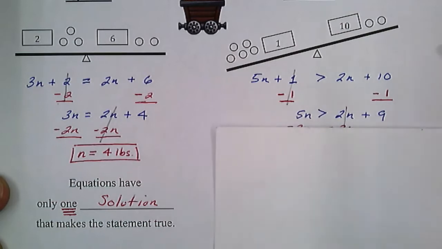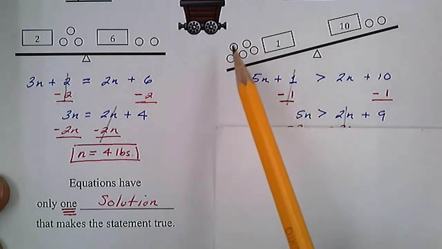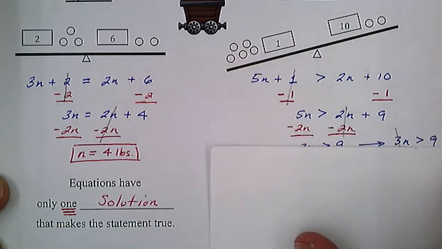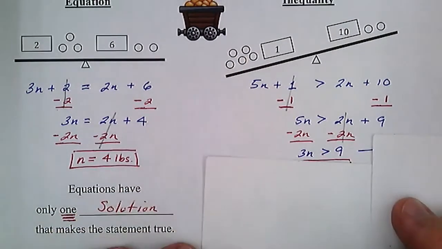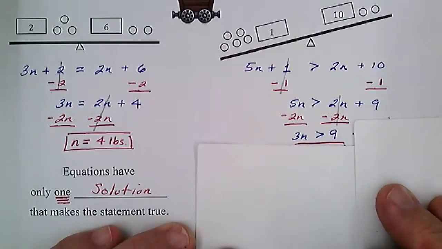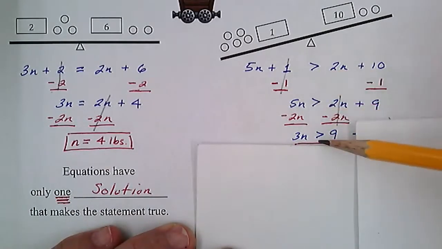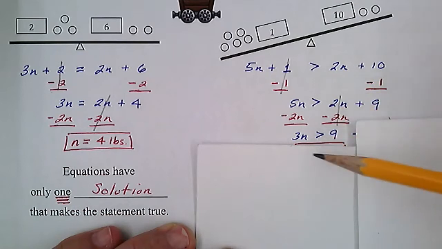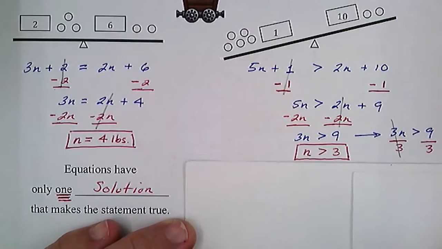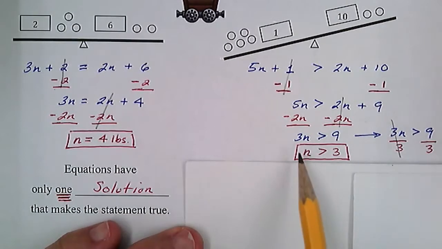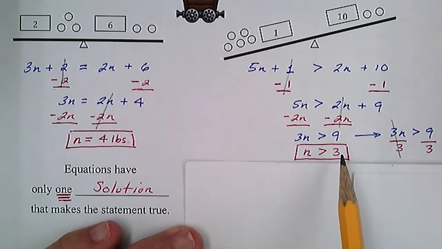Now I'm going to take those 2 gold nuggets off. So I'm going to take the 2 gold nuggets off of this side, which means I have to take 2 gold nuggets off of here. And that's going to leave me with 3 gold nuggets is greater than, remember our sign is just staying the same, greater than 9. Now I'm going to slide over here because I'm out of room. And I'm going to divide both sides by 3. And that's going to give me the answer n is greater than 3.